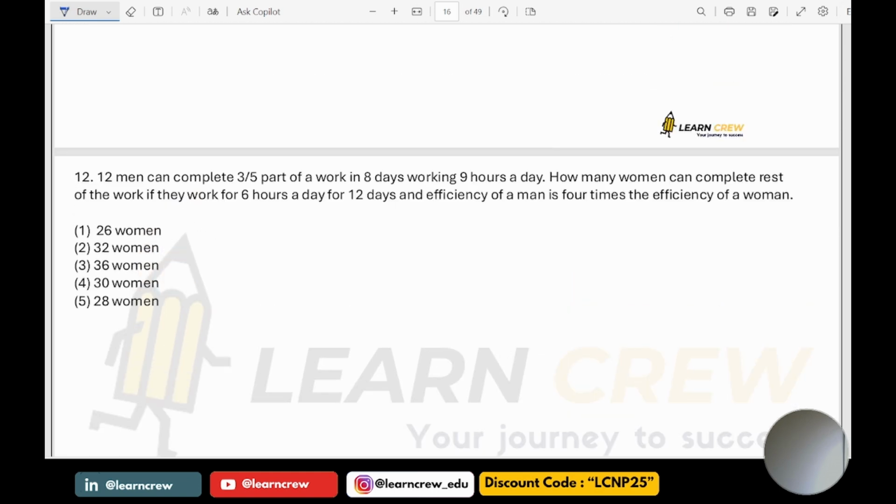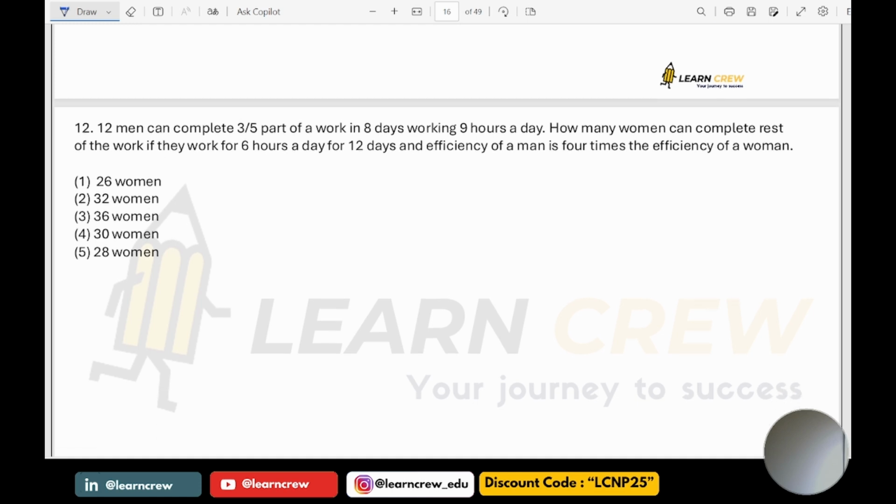12 men complete 3/5 of the work in 8 days, working 9 hours per day. How many women can complete the rest of the work if they work for 6 hours a day for 12 days, and the efficiency of a man is 4 times the efficiency of a woman?